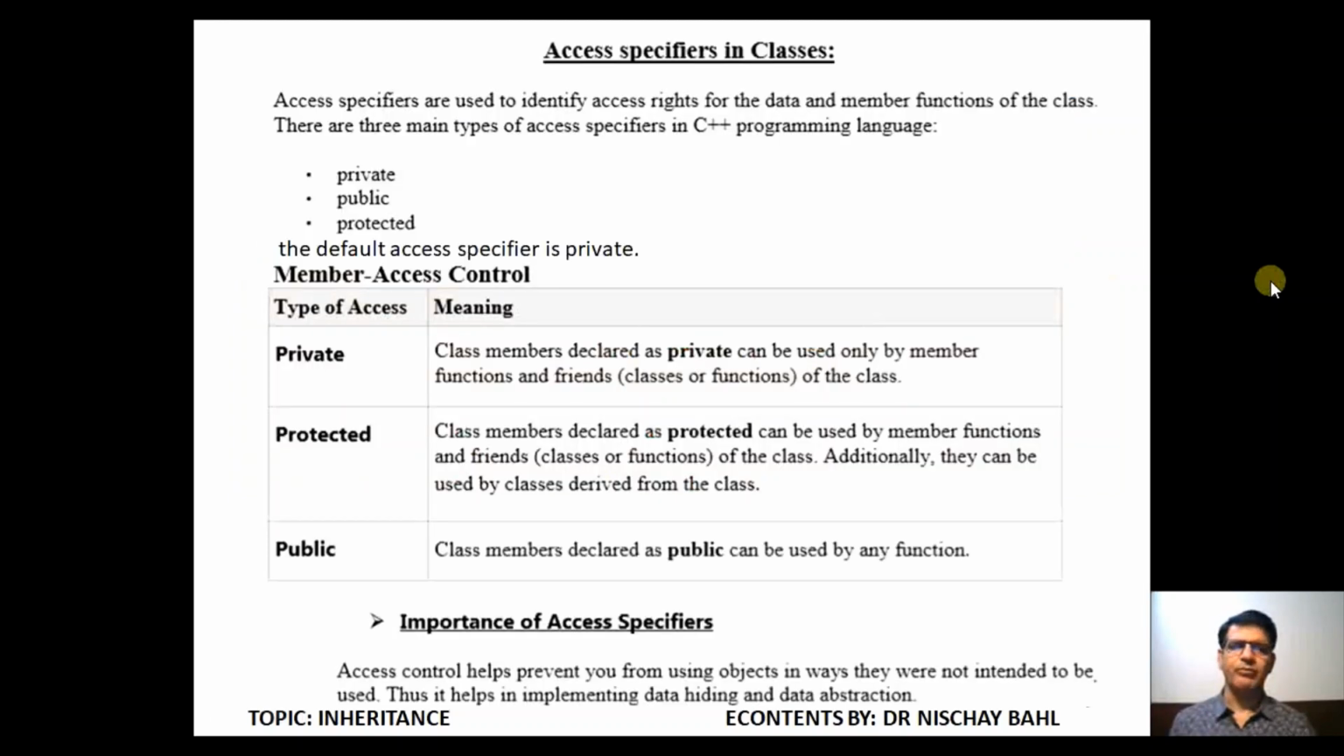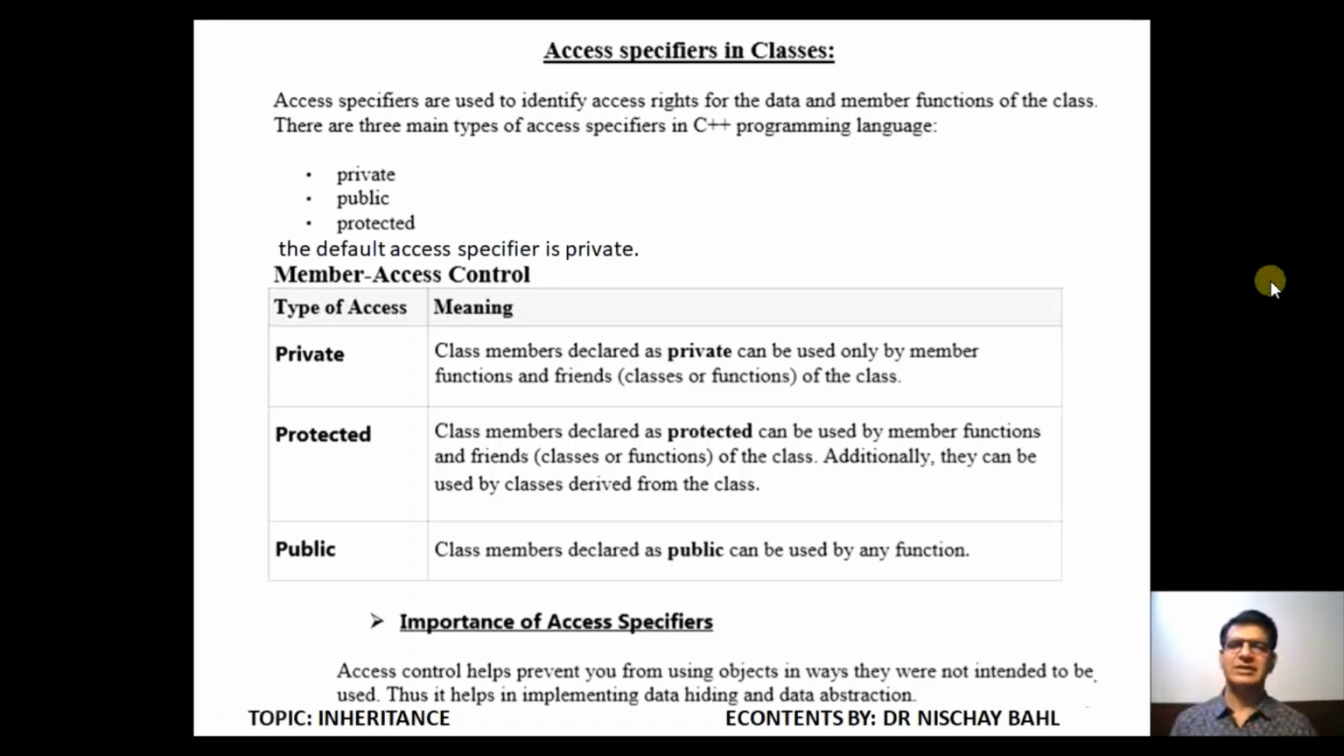So what is an access specifier? Access specifiers are used to identify the access rights for data and member functions of the class. They are used to restrict the access to the data members of a class. That means we are implementing data hiding or data abstraction by using access specifiers. That's when we say C++ supports data hiding or data abstraction. That means we are facilitating those features with the help of access specifiers.